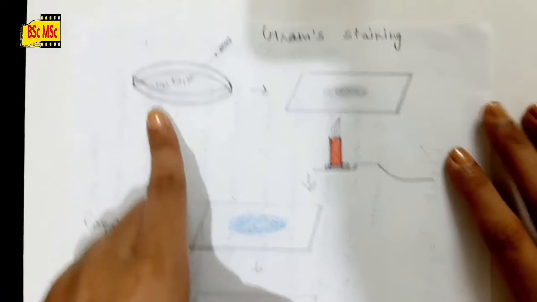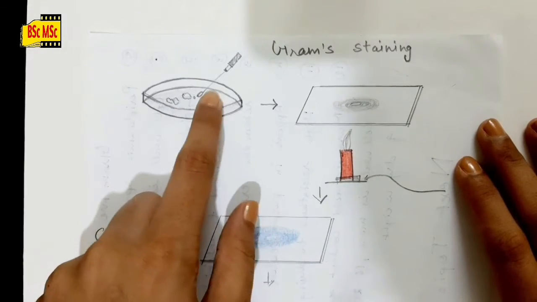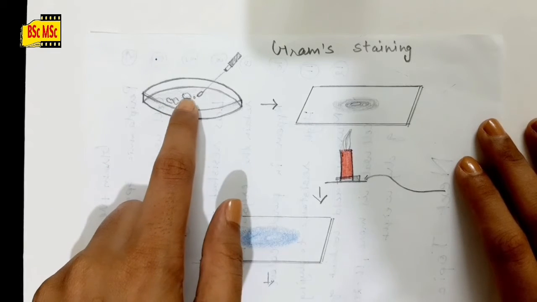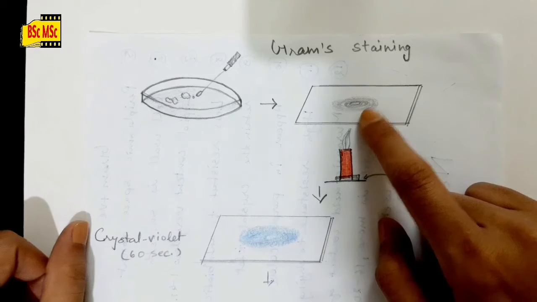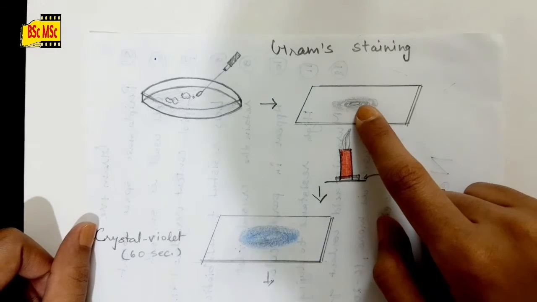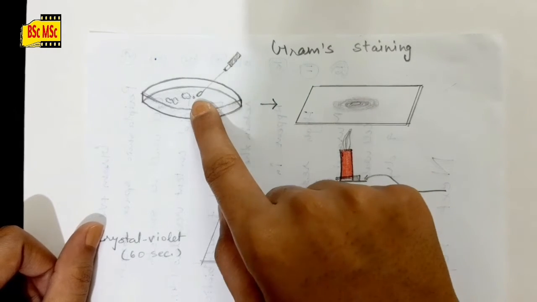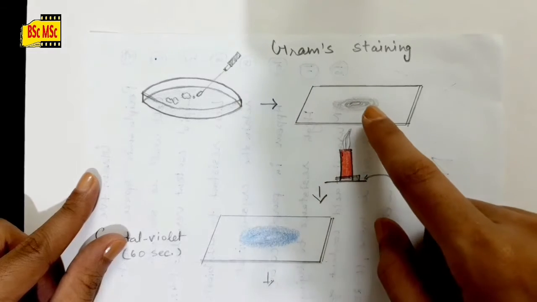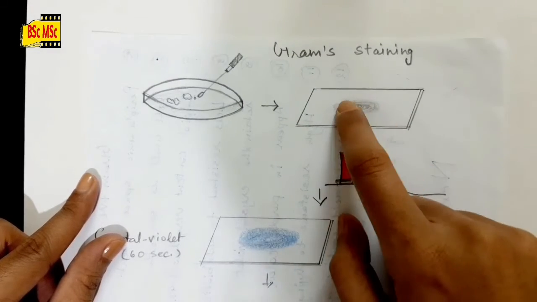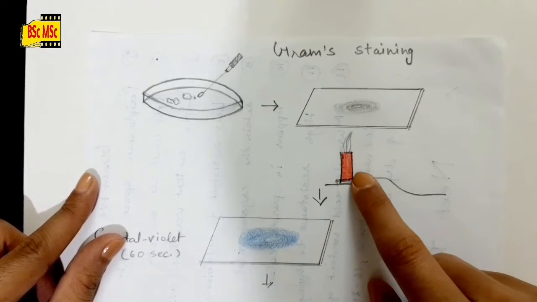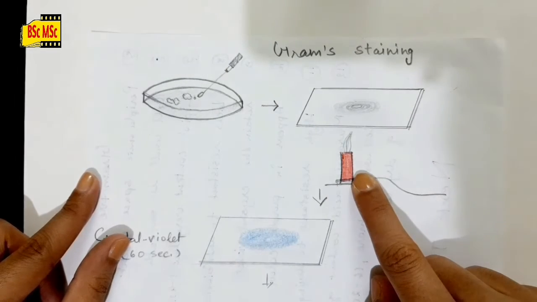Let's start. What you need to do, see, this is a petri dish and you can see the culture over here. Then place a small drop of distilled water over this slide. Then take a loopful of culture and smear it with that drop. Okay, then heat fix it with the Bunsen burner.